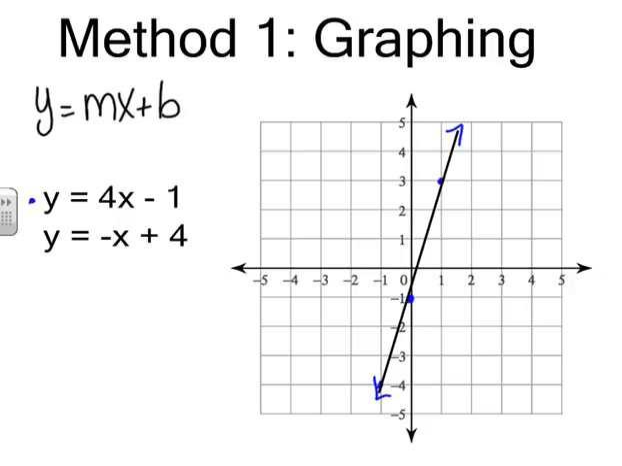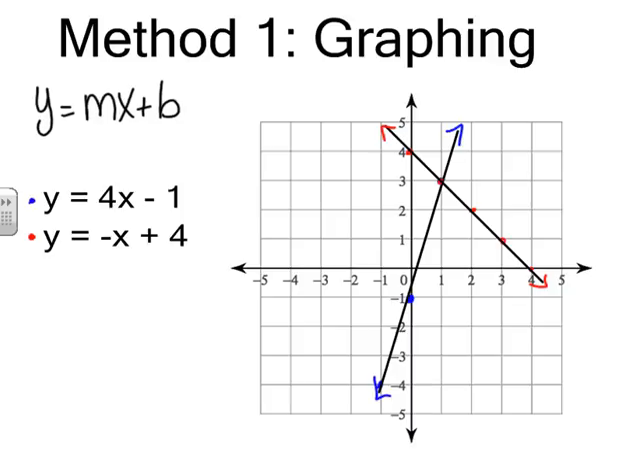For the second equation, I'm going to start at my slope-intercept of 4, and I have a slope of -1. So I'm going to go down 1, right 1. And use a straight line to connect them, and put arrows on each end to show that it keeps going.